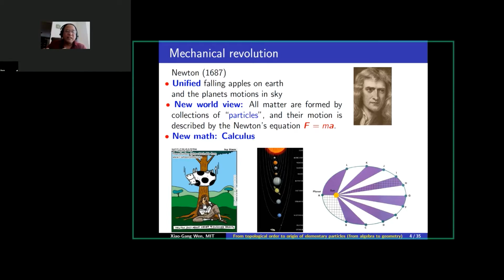What is amazing is that at Newton's time, to write down his equation, he had to develop new mathematics, because the mathematics to write down this mechanical law was not developed at that time. So Newton and Leibniz had to develop calculus in order to formulate this new theory, the law of motion for particles.